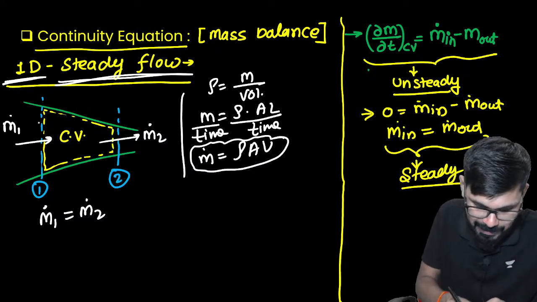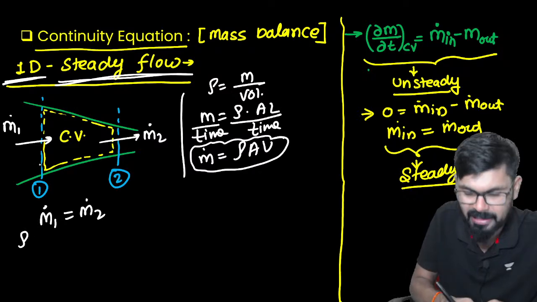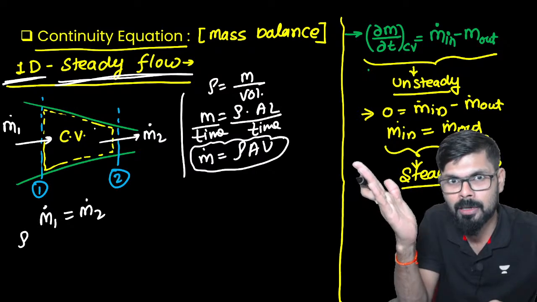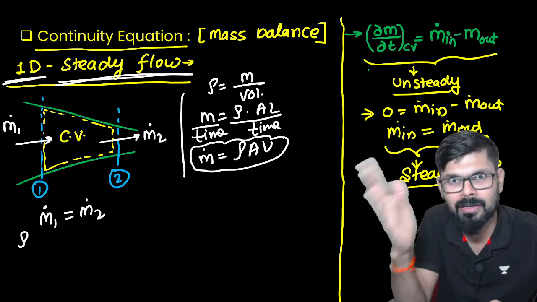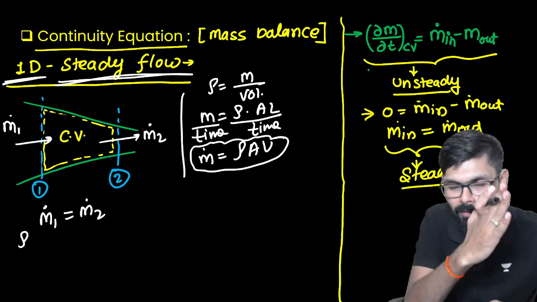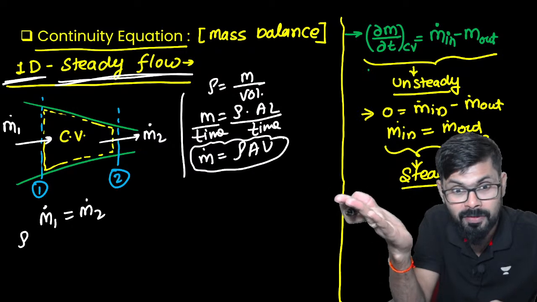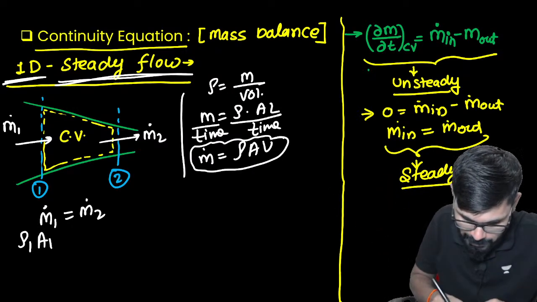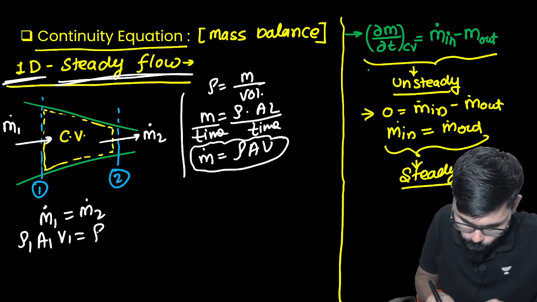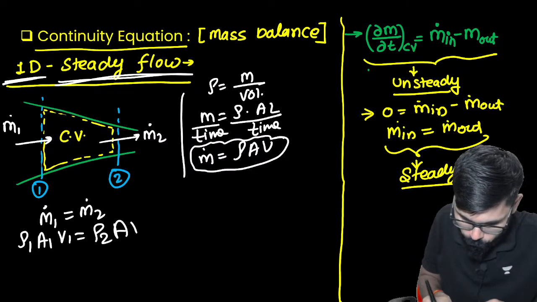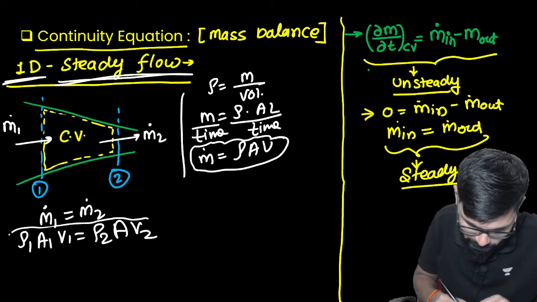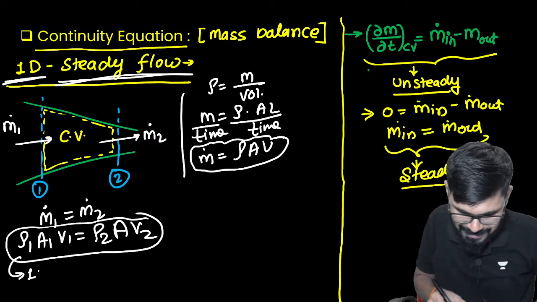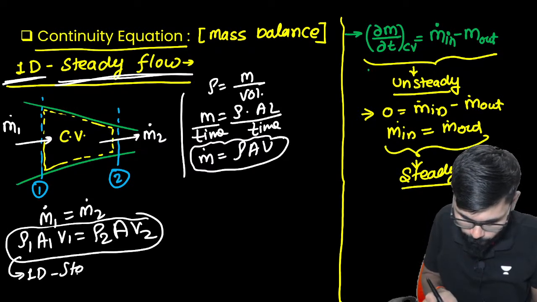Whatever conditions are there, the area at A1 is different, the area at A2 is different. At 1 velocity is different, at 2 velocity is different, even rho can be different. So I can say rho 1 A1 V1 is equal to rho 2 A2 V2. This is the continuity equation for one dimensional steady flow.